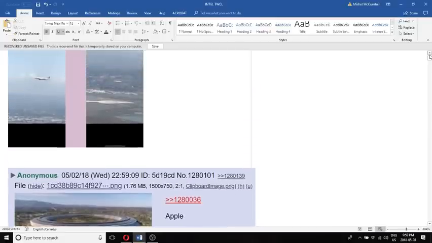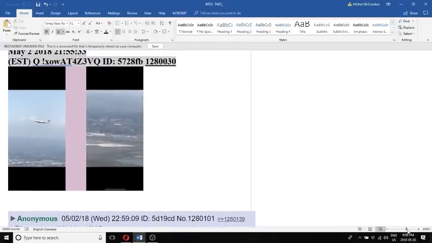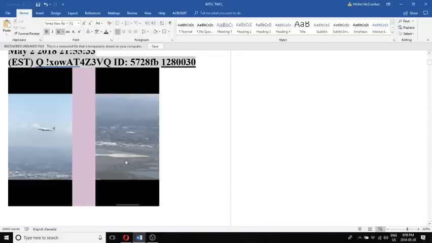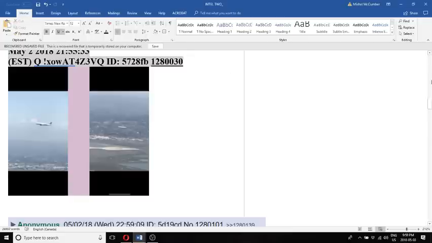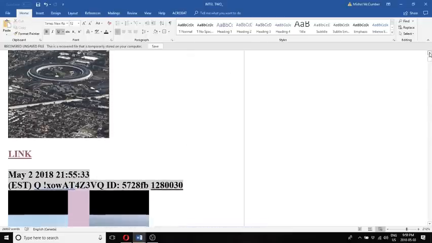Now, the next one, and let me make this bigger if I can for you guys. Now, I know these are very small pictures and they're blurry. They're just not the best quality of image. And this is an airplane and this is an airplane. I wish I could have more to say about it, but I don't. Now, let's go to the next one.